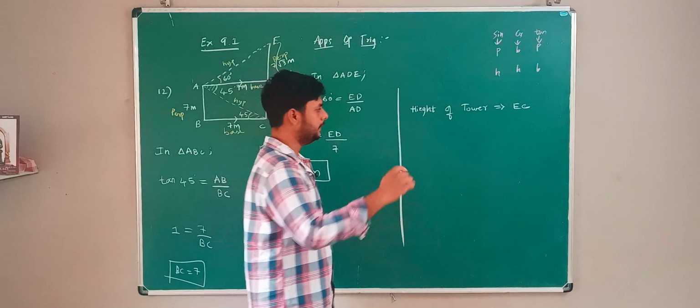Understood or no? Once again, I will tell you what I did. Very, very simple. Only this was given, and this angle was given. By this, I took this by alternate interior angles. How did I get this? You can write here: alternate interior angles. I used the alternate interior angle property in this triangle. Okay, so only I got this angle.